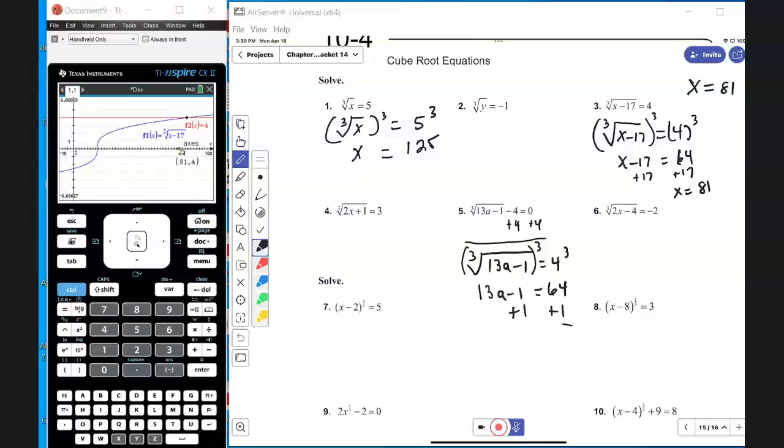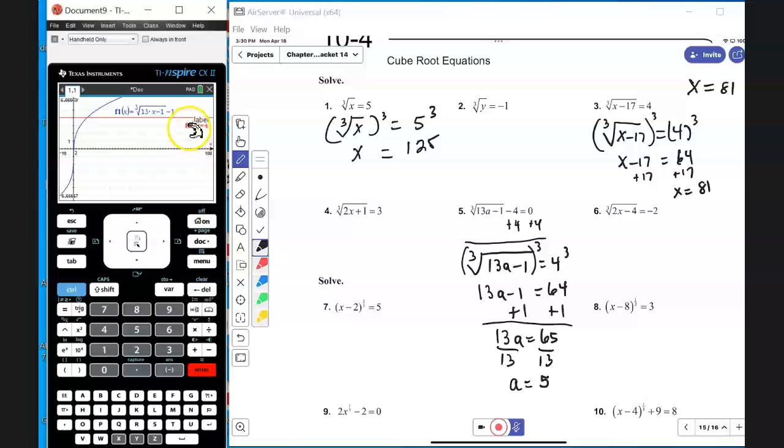You add 1 to both sides. So you have 13a equals 65, divided by 13. I think it's going to be 5. We can check with our graphing calculator. Go to the tab menu. Of course, you're not going to use a. You're going to use x. I'm going to write 13x minus 1. Of course, you've got to remember to go outside the radical, minus 1. Enter.